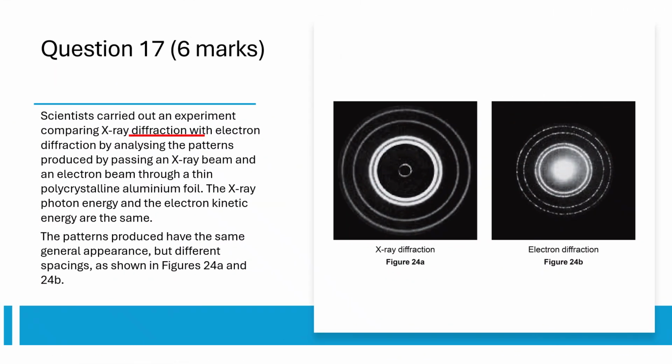Scientists carried out an experiment comparing X-ray diffraction with electron diffraction by analyzing the patterns produced by passing an X-ray beam and an electron beam through a thin polycrystalline aluminium foil. The X-ray photon energy and the electron kinetic energy are the same. The patterns produced have the same general appearance, but different spacings.